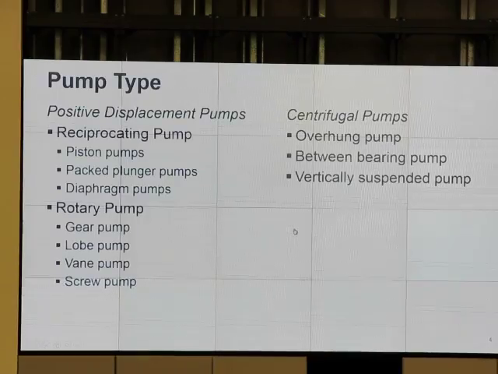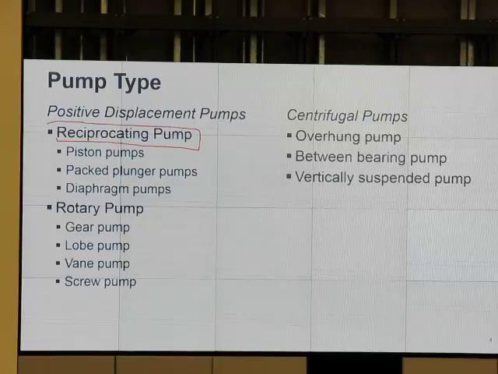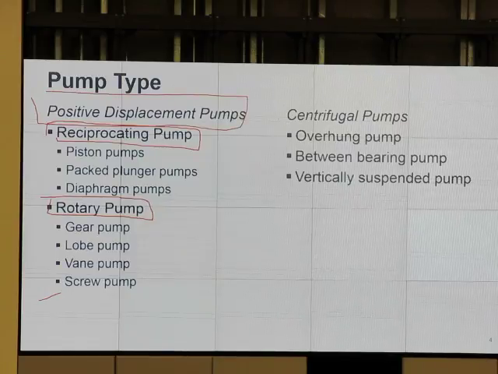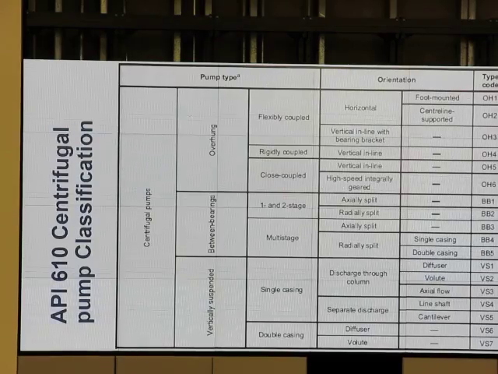Another lecture on pumps. We have seen the video. PD type of pump: we have the reciprocating pump, which has a piston. Rotary pump, like gear, lobe, vane or screw. Even though there is rotation motion, it is PD type. Centrifugal pump, we have the blade and it keeps spinning, but we can have overhung pump, between bearing pump, vertically suspended pump. There are several kinds of pump. And this is kind of a summary.